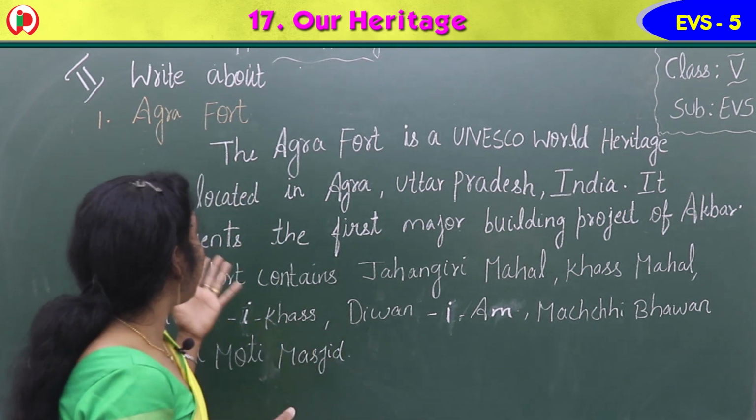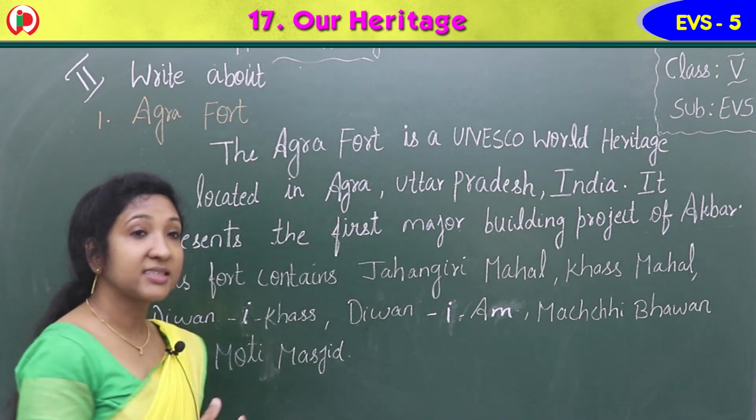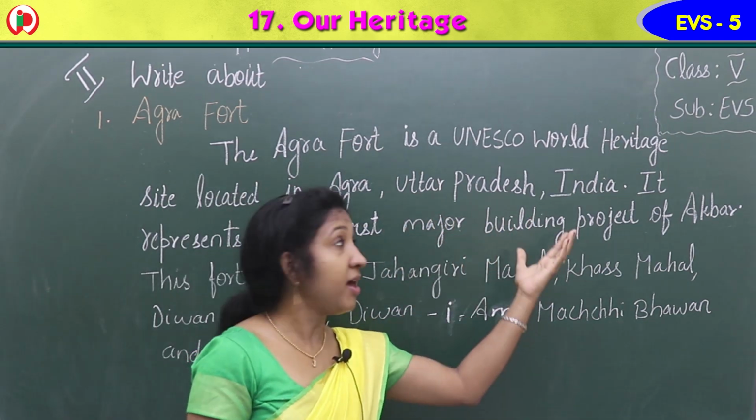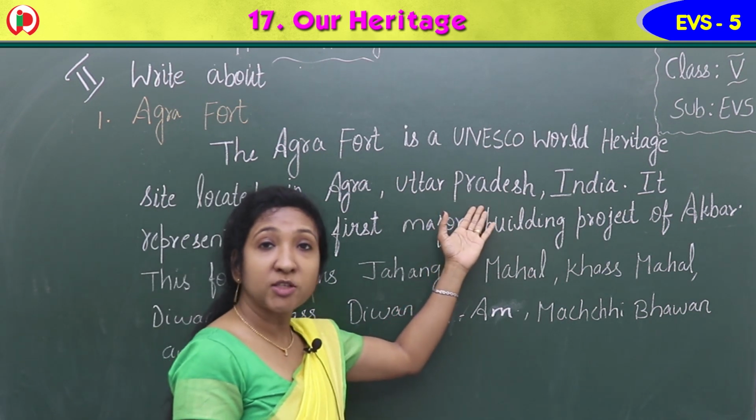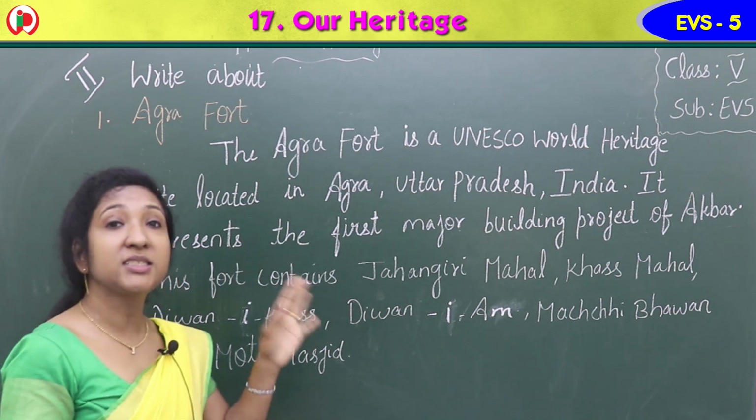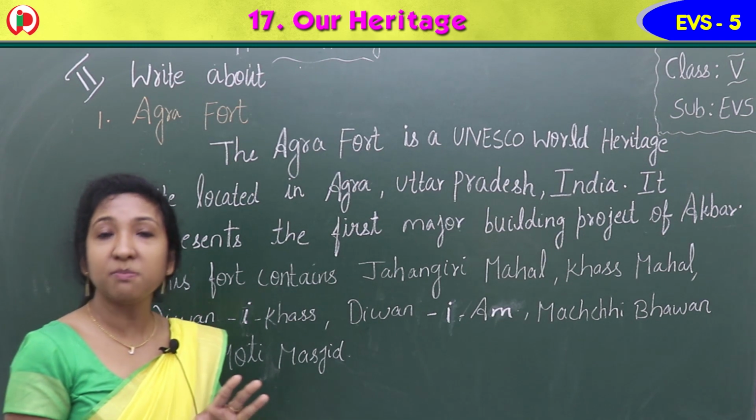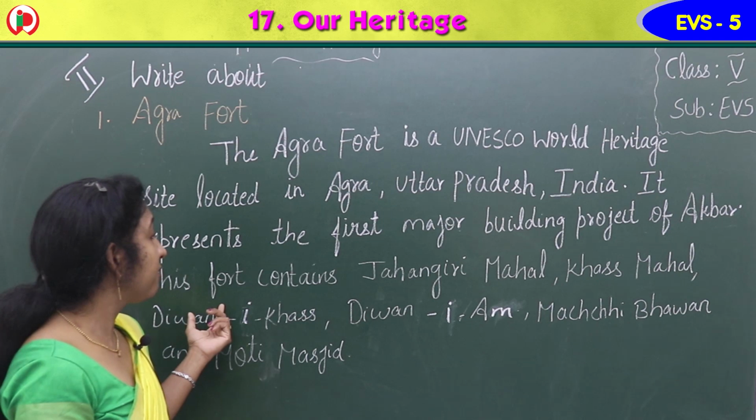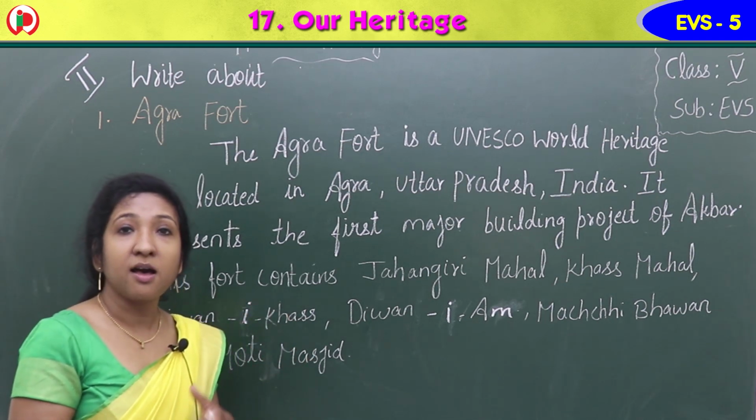Yes. Agra Fort. The Agra Fort is a UNESCO World Heritage Site located in Agra, Uttar Pradesh, India. In Agra, this is the place where it is situated. In which state? Uttar Pradesh in India, our country. It represents the first major building project of Akbar. It is one of the first major building projects of the Emperor Akbar. And this fort contains Jahangiri Mahal. Yes, some important units are there in this Agra Fort.